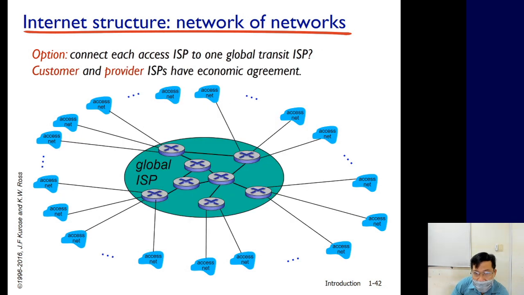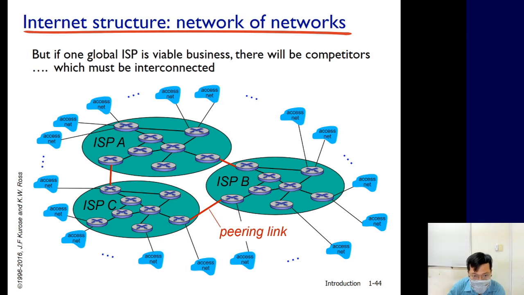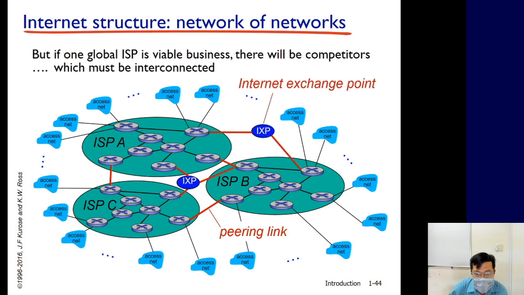So there are global ISPs connecting the access ISPs, but there is competition in the service provided by global ISPs. There can be some ISP structure. ISPs can be divided into global ISPs and regional ISPs. In this structure, we define the peering link. The link connects two ISPs together before passing to another super ISP.